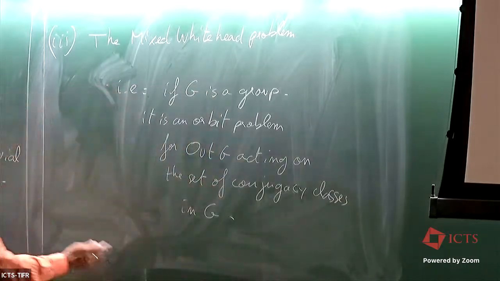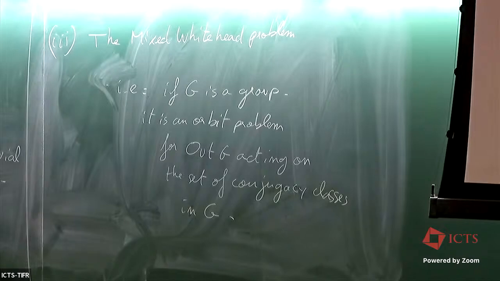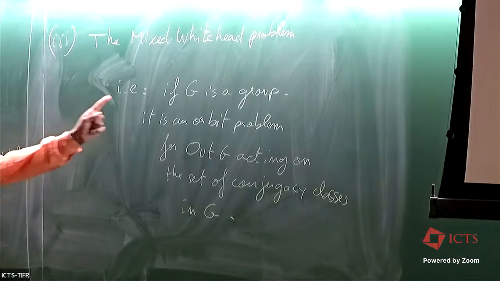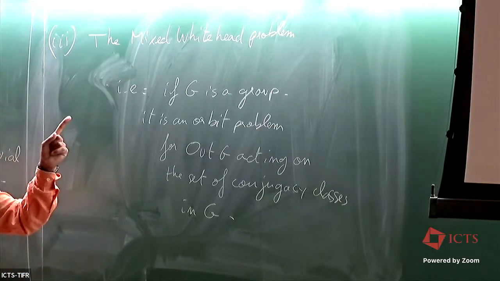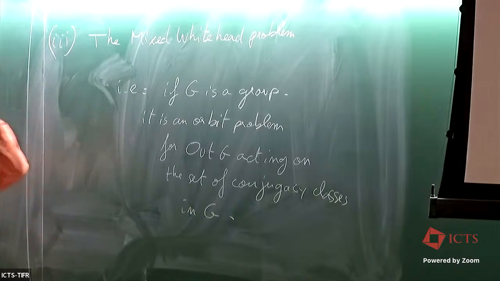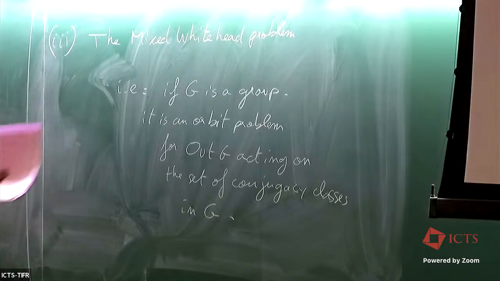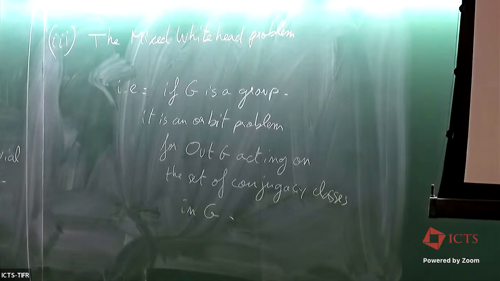the classical weighted problem would be you take two conjugacy classes in G. Is there an automorphism sending one to the other? And the mixed weighted problem is that you take tuples and you ask this kind of thing. I don't want to put quantifiers there. But this is a problem in the outer automorphism group of these groups.